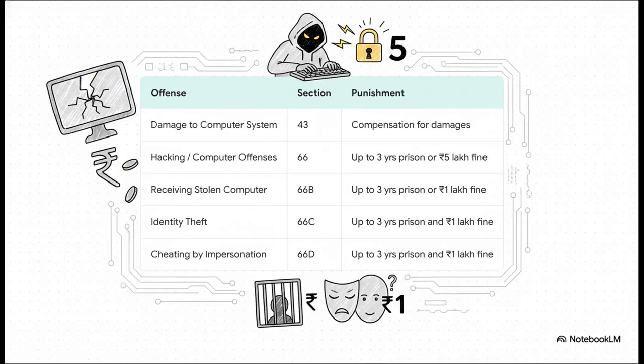This table right here is your cheat sheet for the big offenses. Take a second to look it over. But notice the really important distinction between Section 43, which is a civil wrong where you pay compensation for damages, and Section 66, which is a criminal offense. That's where you get into potential jail time for things like hacking.